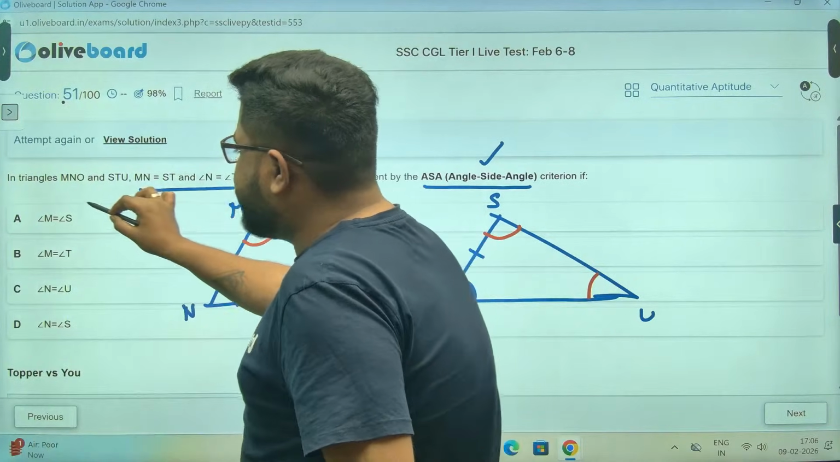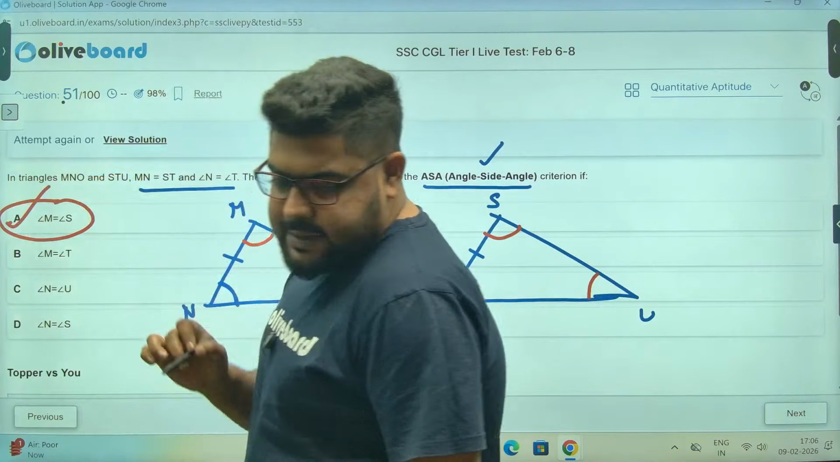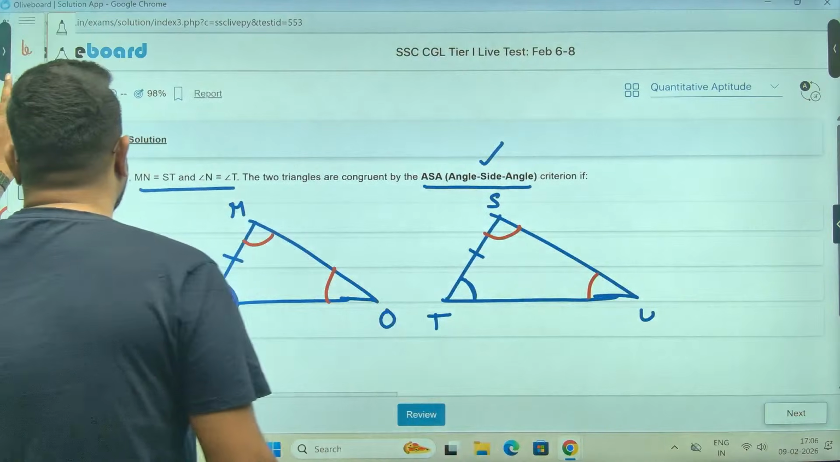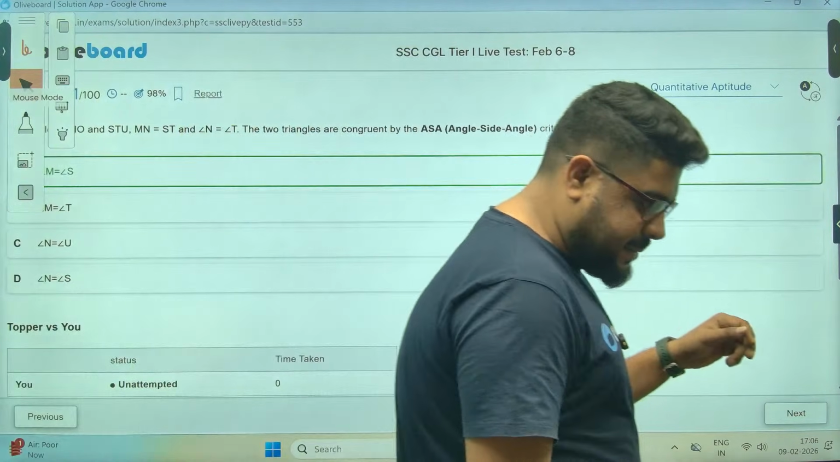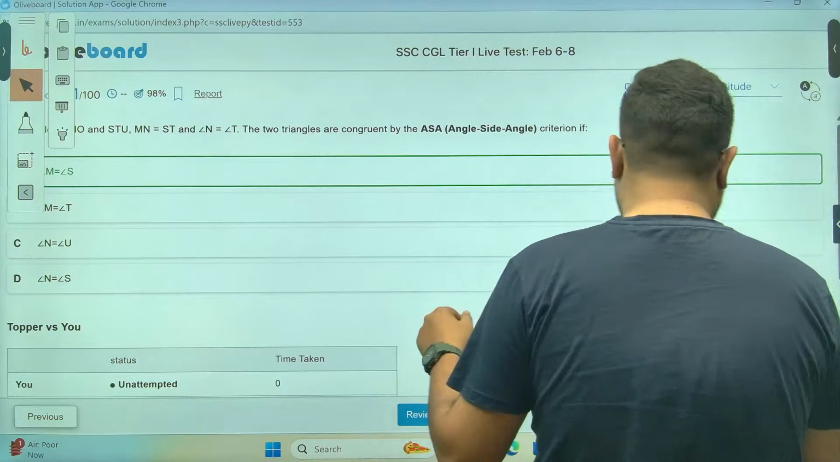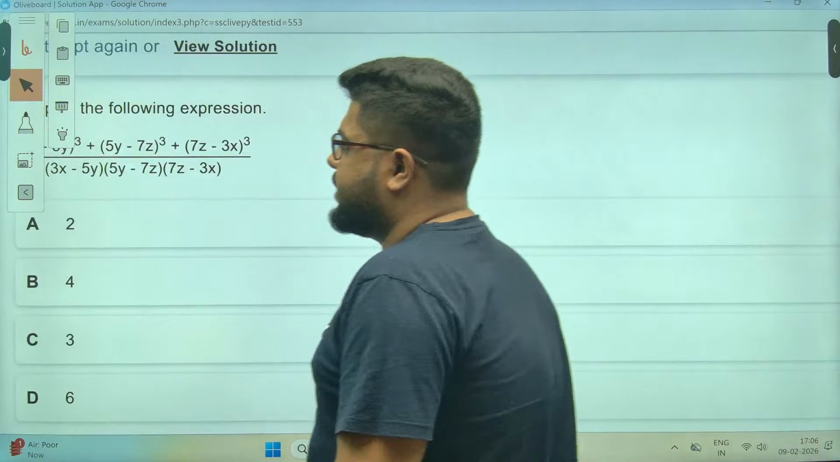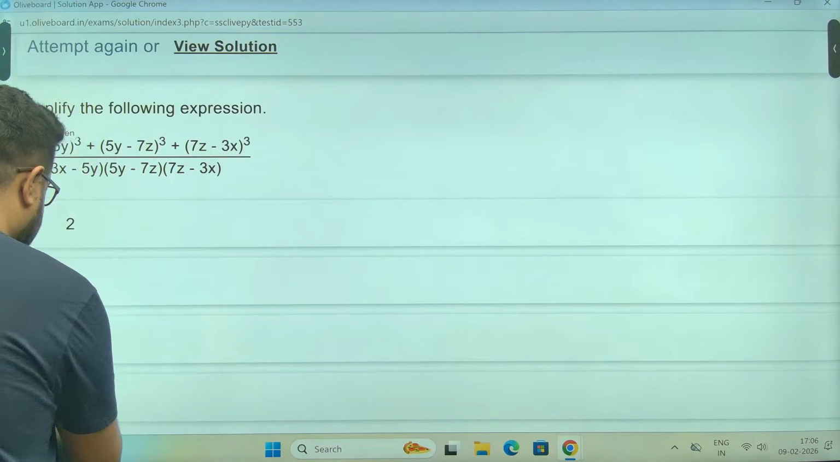Sir, M equal to S, I can see that is there in the options. So that's my answer, sir. That is definitely my correct answer. So the first question was pretty simple, sir. Right, Ritik? Yes, 100%.